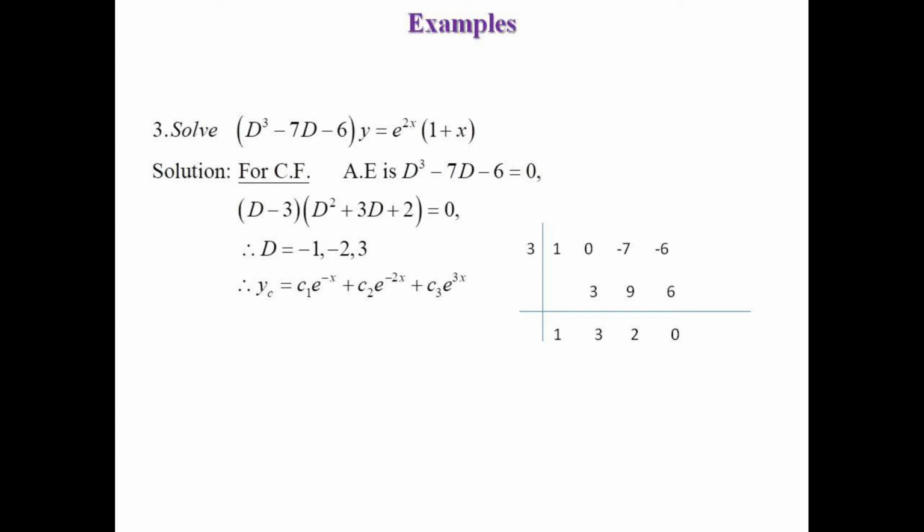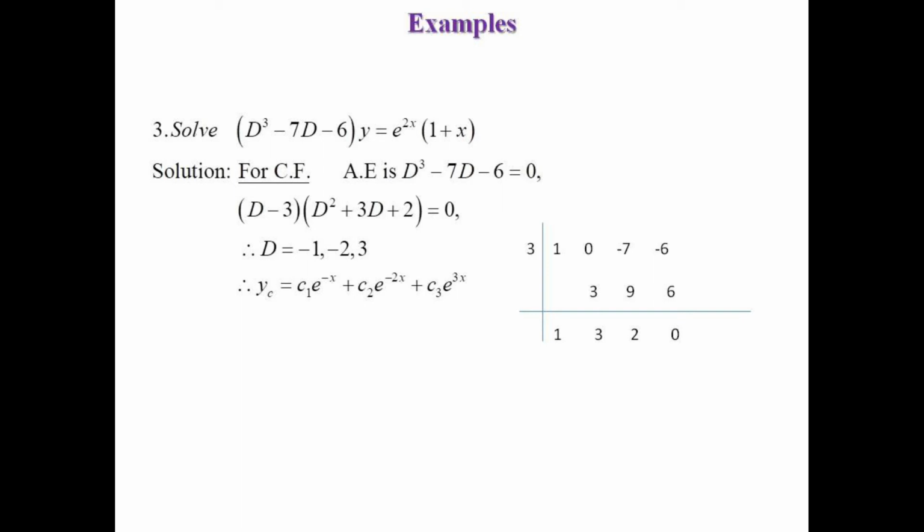This example is a cubic type example, where the linear differential equation is of the form (D cube minus 7D minus 6) into y is equal to e raised to 2x in bracket 1 plus x. Here, to find the complementary function, the auxiliary equation is D cube minus 7D minus 6 is equal to 0. Now this is a cubic equation, so for solving it we have to apply the synthetic division method.